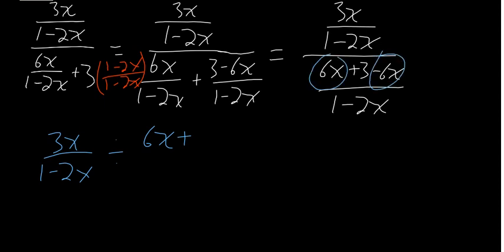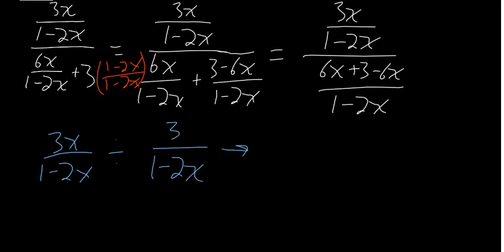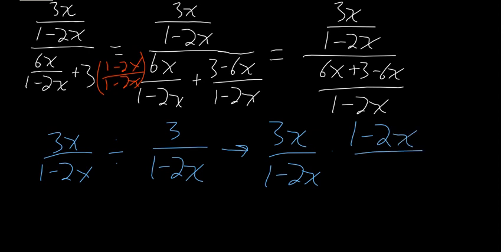6x plus 3 minus 6x. So I'm just going to go ahead and cancel those 6x's. And so it'll be 3 over 1 minus 2x, which we know, we multiply by the reciprocal, right? So times 1 minus 2x over 3. When I multiply by the reciprocal, I see that the 1 minus 2x's cancel, and the 3's cancel, and what remains is x.